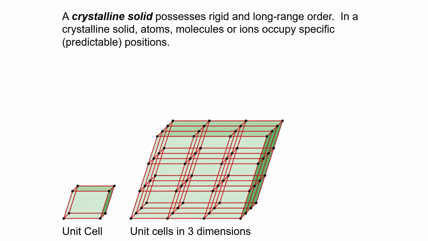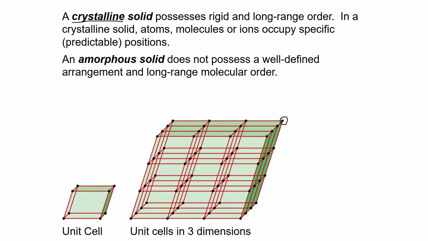Okay, the second half of chapter 11 totally switches gears to looking at solids and their crystal structure. And we can classify solids in two ways. They can be crystalline solids, which are rigid and have a long range repeating order in their structure. So in crystalline solids, atoms, molecules, or ions occupy a specific position, and those positions are called lattice points.